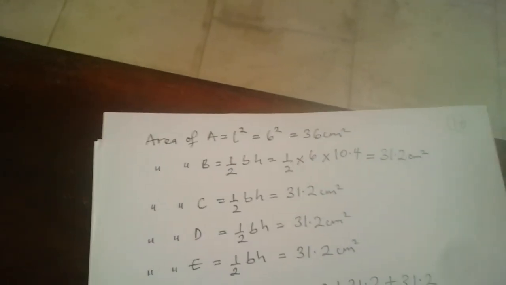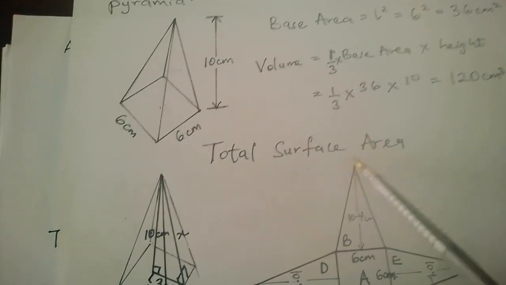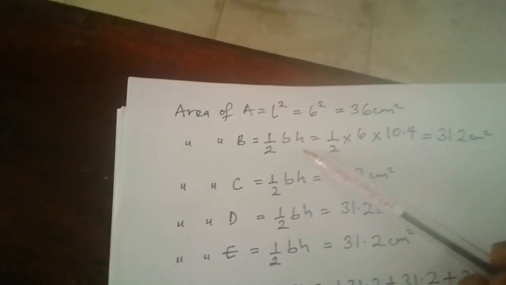Then the triangle: the base is now 6, and the height is taken to be 10.4, the value we got. So the area of the triangle will be half base times height. So 1/2 times the base is what?